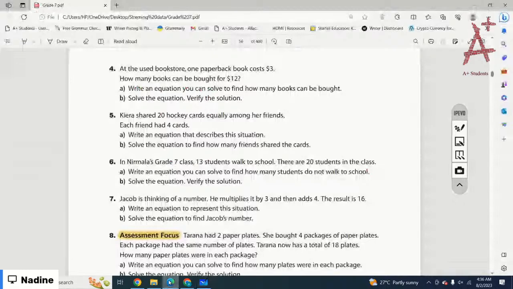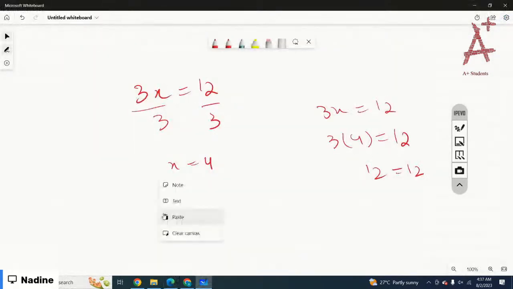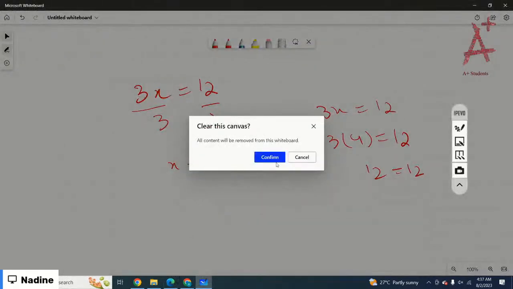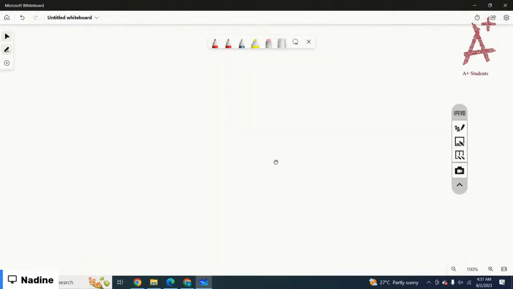13 students, the total students are 20. 13 students can walk to school. You have to calculate the students that cannot walk to school, right? So the equation is 13 plus n, where 13 are the ones who can walk to school, and n are the number who do not walk to school, and the total students are 20. You can now calculate the value of n.